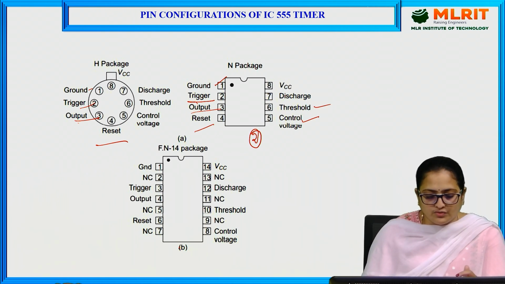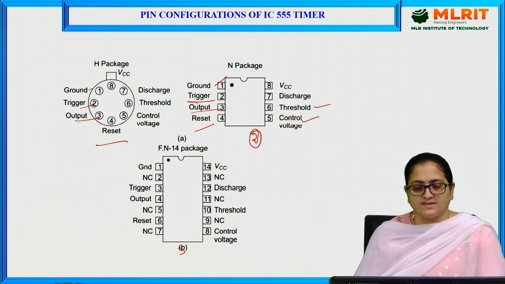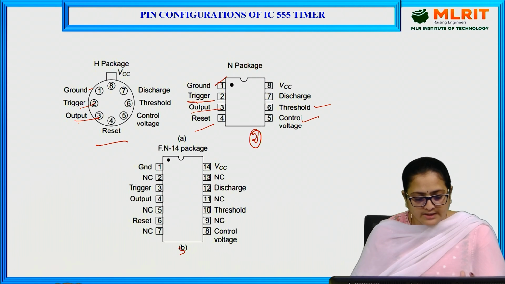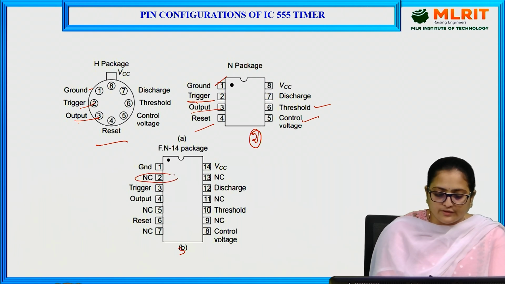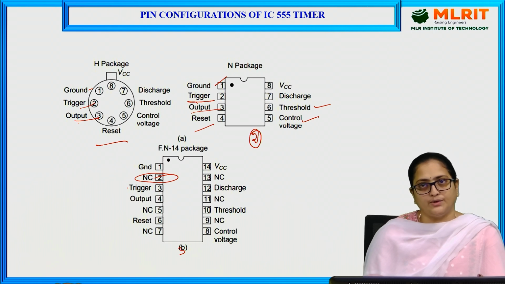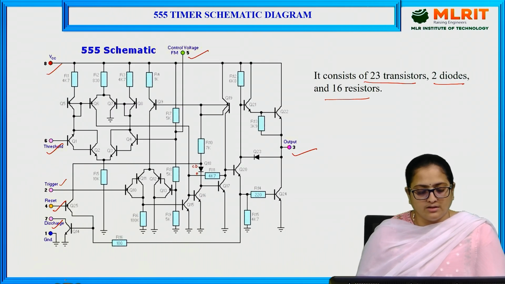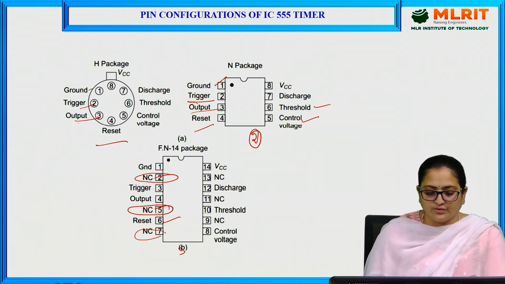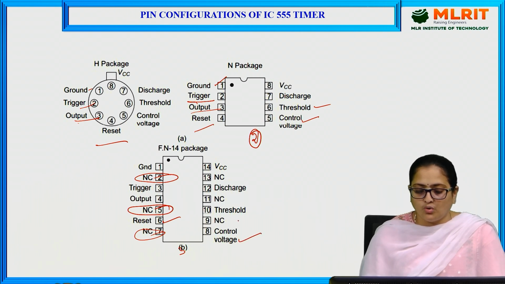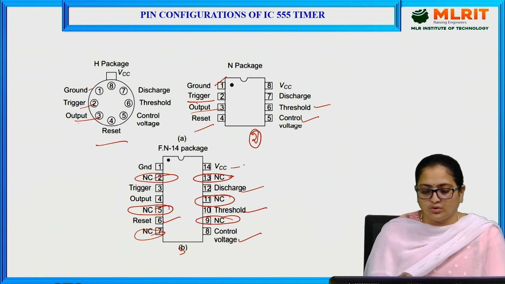And figure 3 which we are seeing here is a flat pack which is available as a 14-pin IC. Here, it consists of 14 pins. The first pin is connected to ground, second pin is no connection, third and fourth are connected to trigger and output. Again, fifth pin is no connection, sixth pin is connected to reset, and seventh pin is no connection. 8th pin is control voltage, 9 is no connection, 10th is threshold, 11 is no connection, 12 is discharge, 13 is no connection, 14 is VCC.